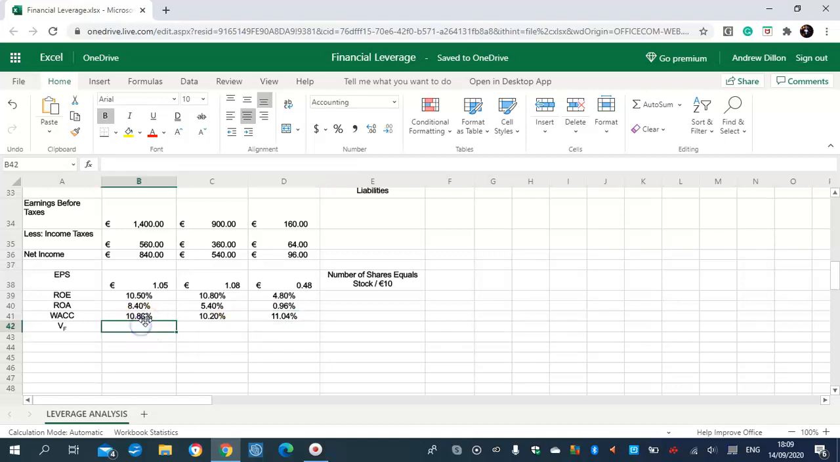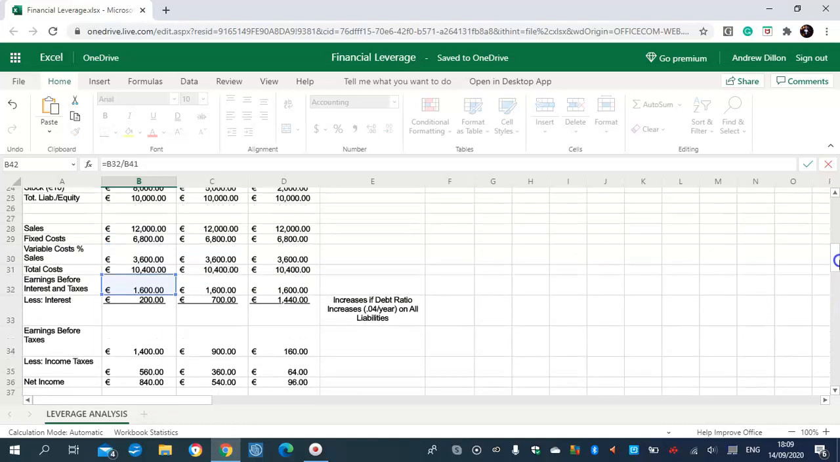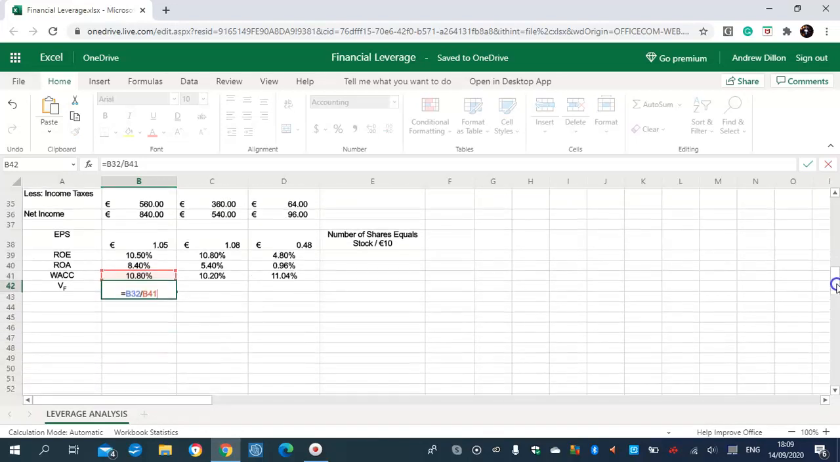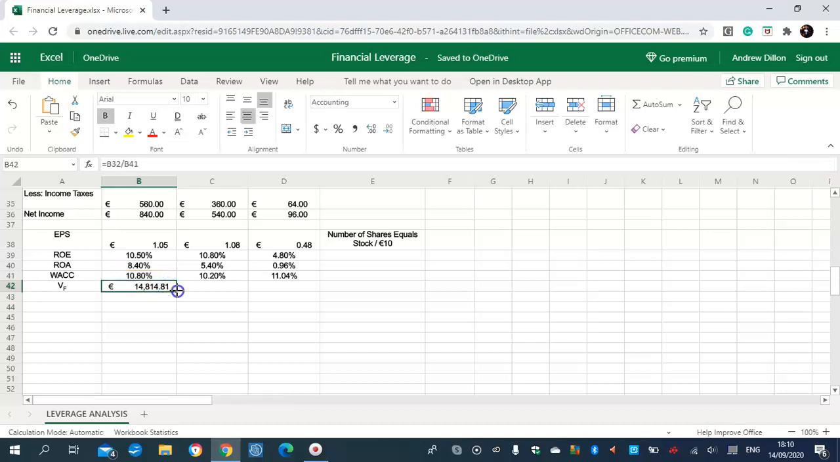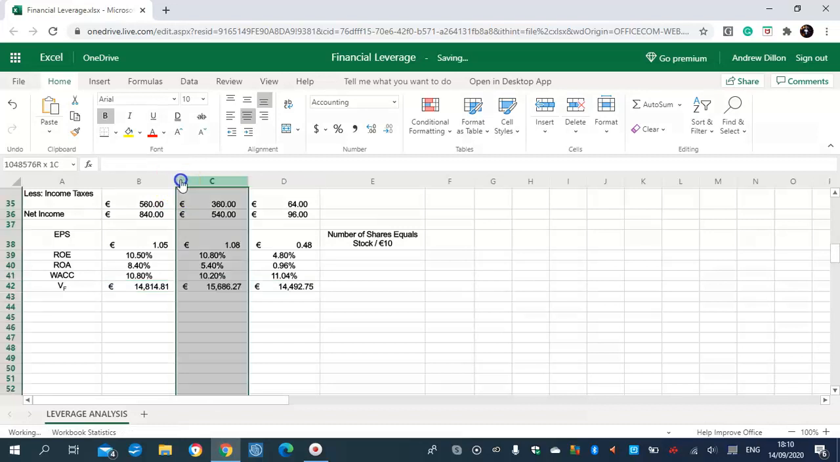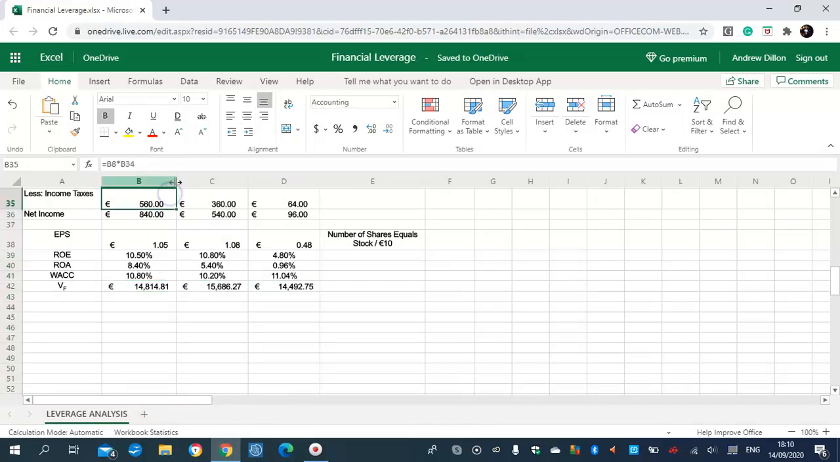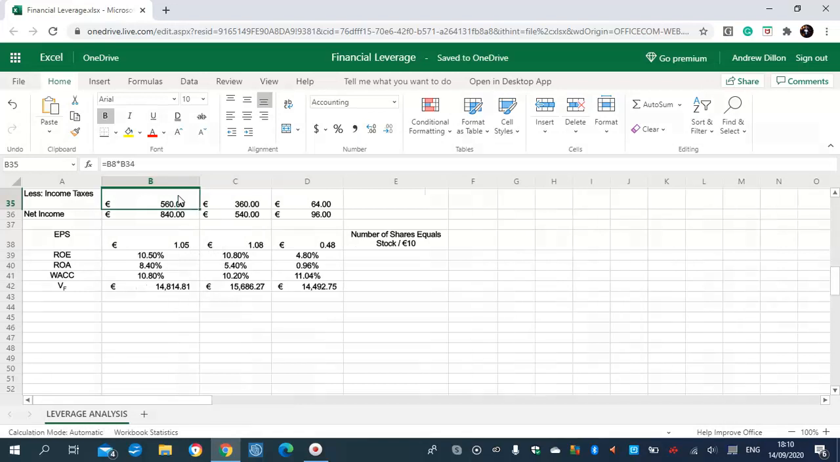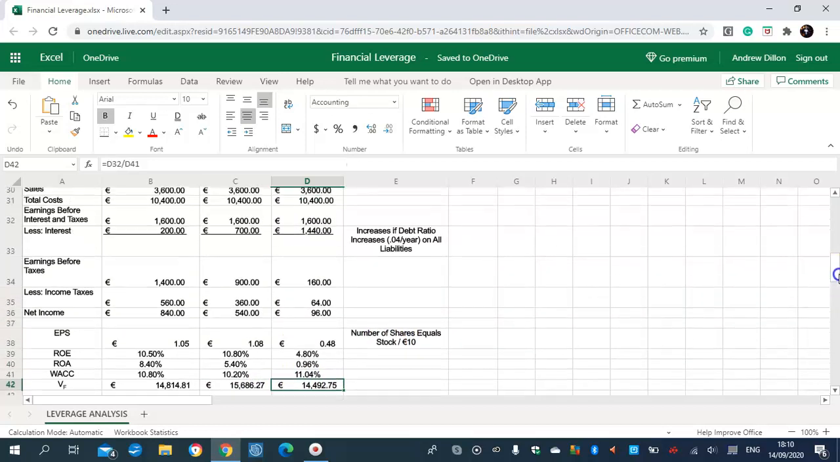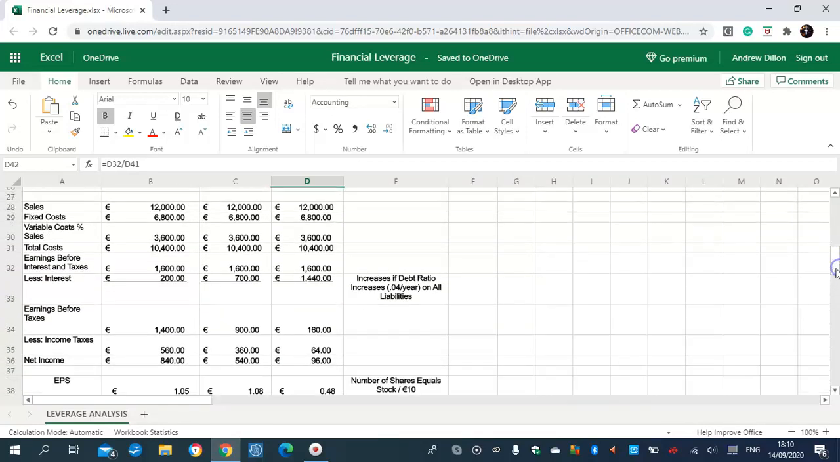So one more sum left to do, which is VF. So it's earnings before interest and taxes, divided by the weighted average cost of capital. Alright, so that's the answer for the VF. So that is it. That's all to do for the financial leverage.